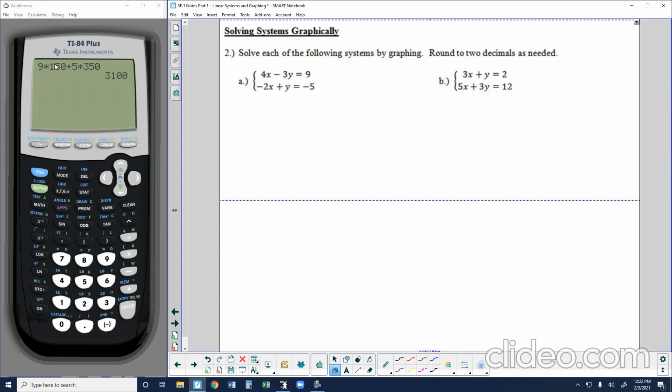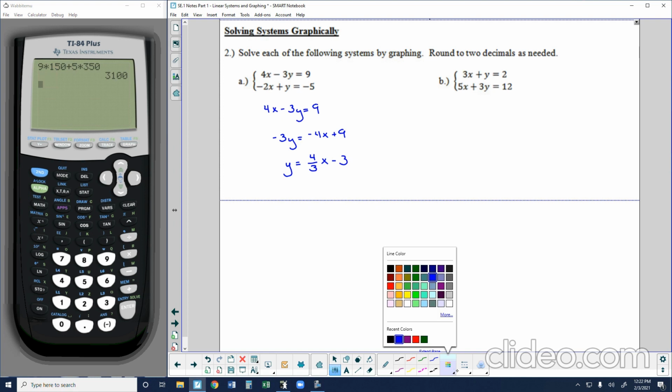So I'm going to take these equations and rewrite them into the form y equals mx plus b. If I take the first equation, 4x minus 3y equals 9, I would need to subtract 4x from both sides. So I'd have negative 3y equals negative 4x plus 9. Then I would divide both sides by negative 3. So I'd have negative 4 over negative 3, which is just 4/3, and 9 divided by negative 3, which would be negative 3. So this is my first equation in my system. I'm going to rewrite my system down below in a little bit.